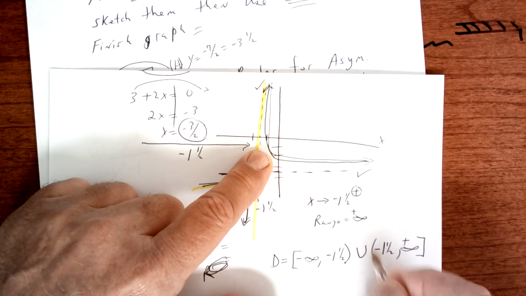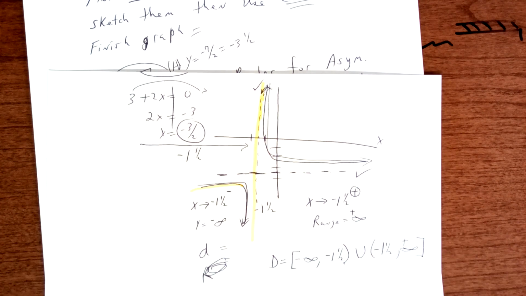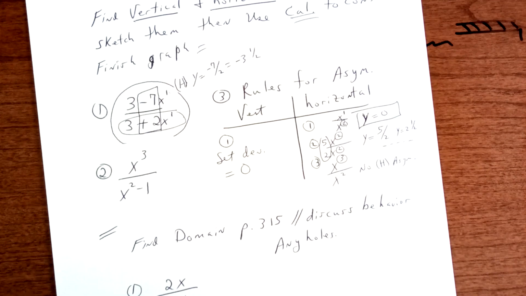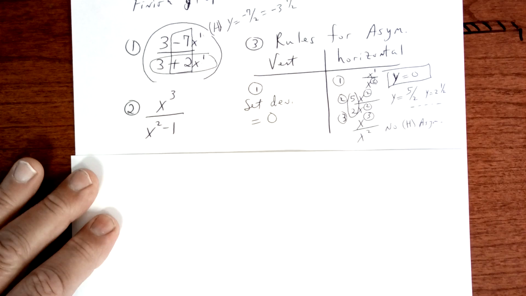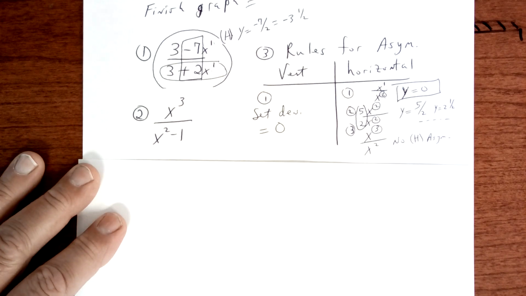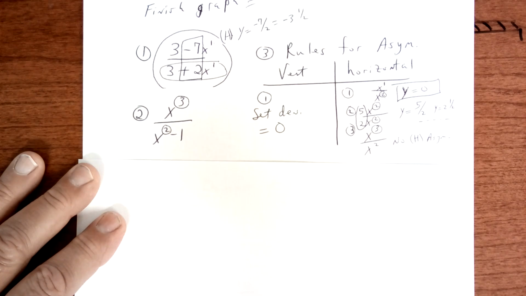And there it is. And that is the domain. Now make sure you check your answers in the book today. Let's keep moving. This one right here, let's take a look at it. So what I see is this is bigger than that one. So that's rule number 3.